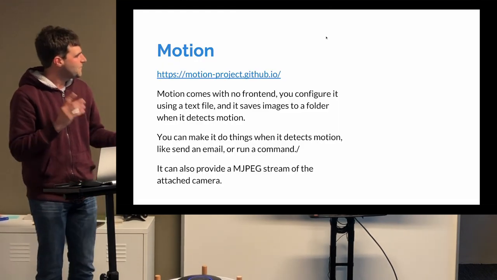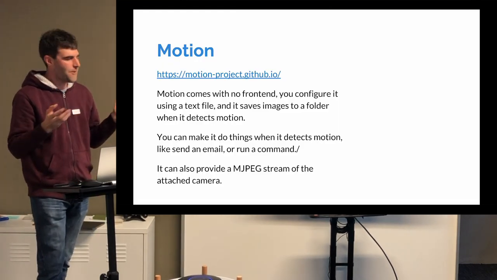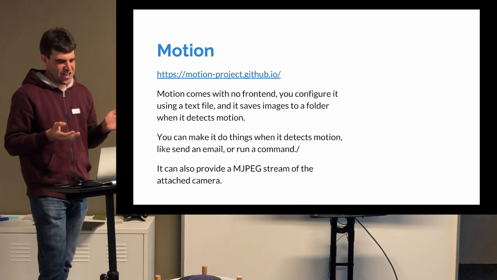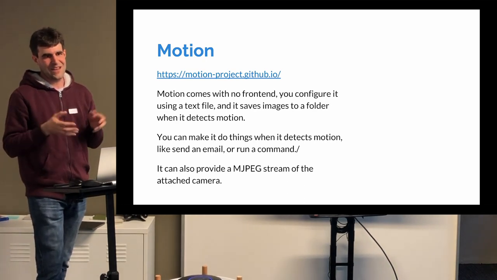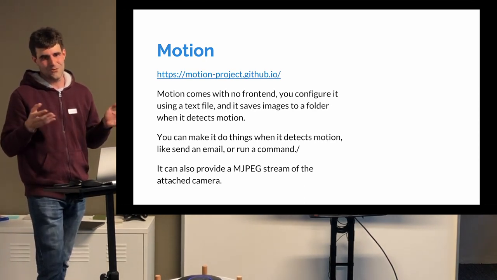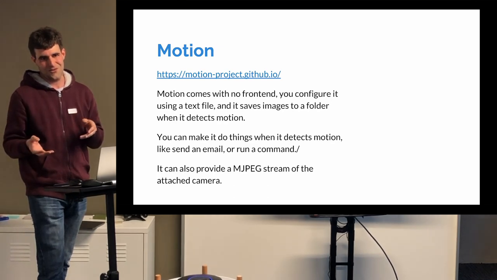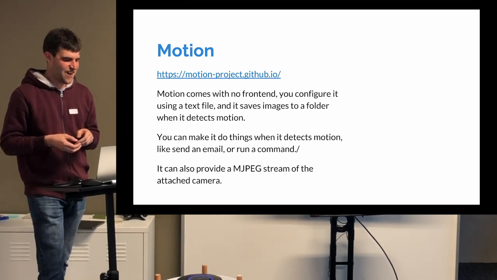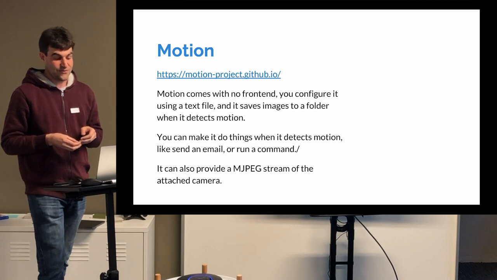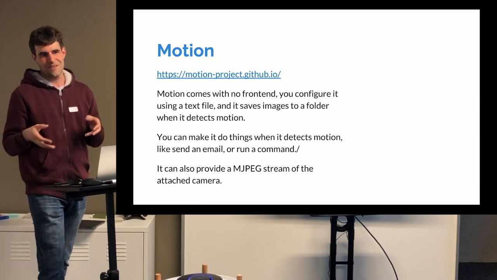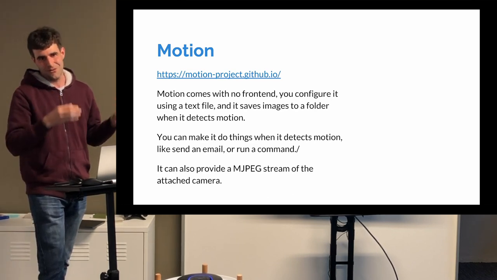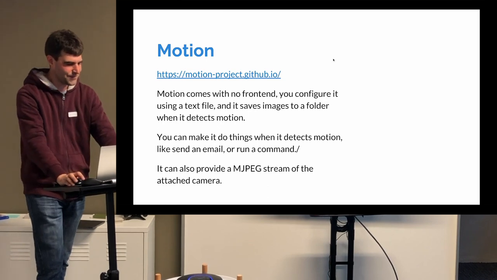Okay, so the first software we're going to talk about is Motion, which basically comes natively with no front end. It sort of runs as a service on a Linux box. You configure it using a text file. You can also use it to provide a Motion JPEG stream to something else, which is quite a good use for it sometimes.